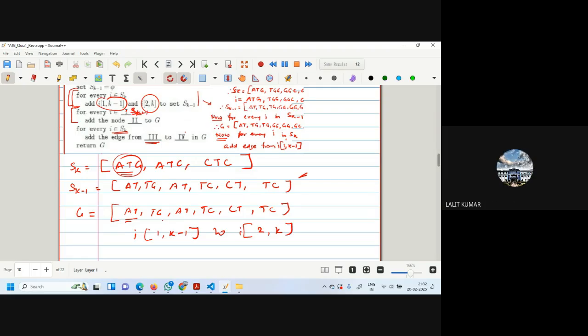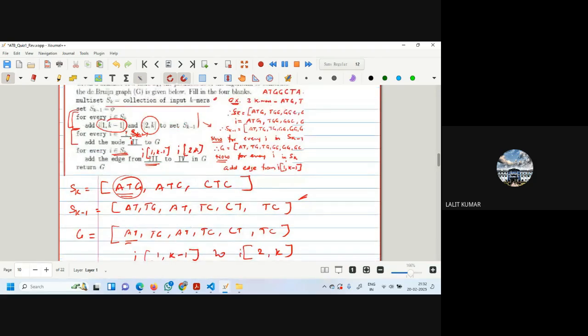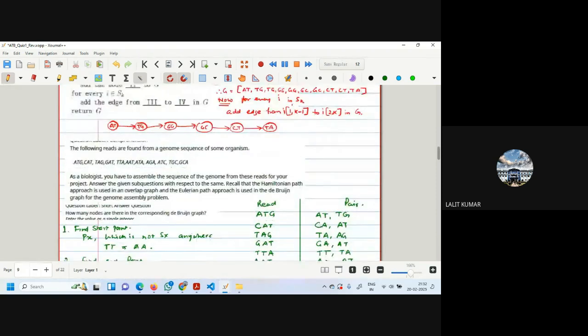So for Sk minus 1, add the node to G, so I will add I to this. And for every I in Sk, I will add I 1 to k minus 1 to I 2 to k in G. So this is how I can do this question. Okay.